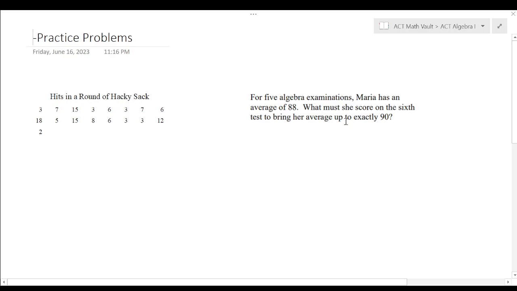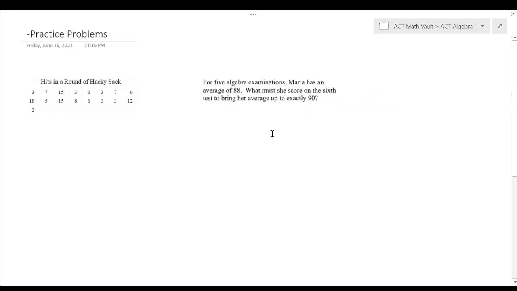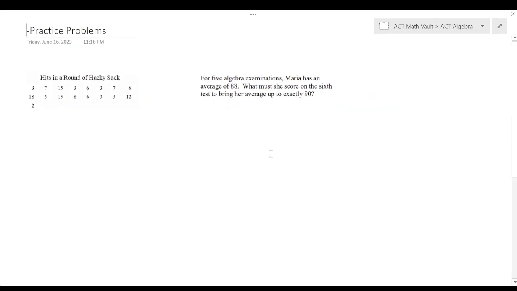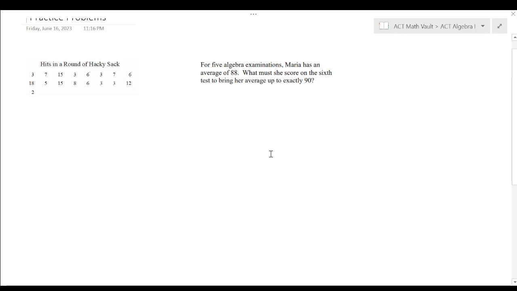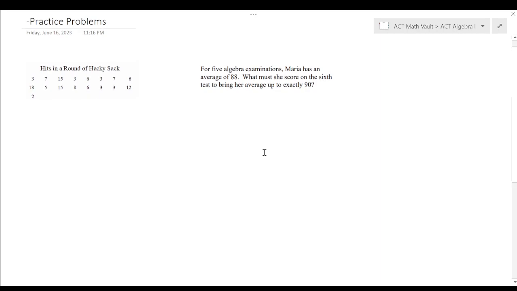And then for this one, what must Maria score on the 6th test? Now this one's a little different, maybe a little harder, because she has an average of an 88 after taking 5 tests. So you have to think about, what do you do? What's a technique that you could use? And try not to do guess and check, because a lot of my students try that and they end up getting the answer wrong. So I'll pause the video. You can try these, see if you get them right.